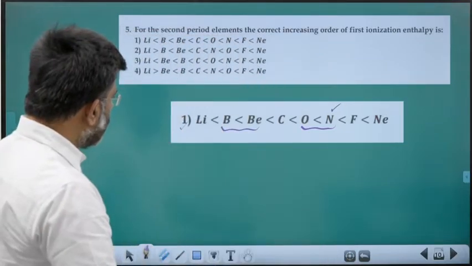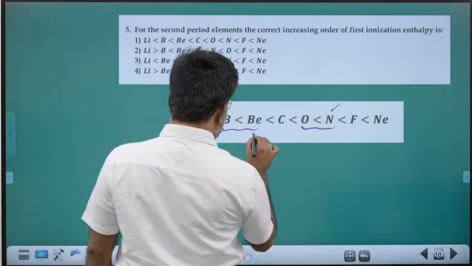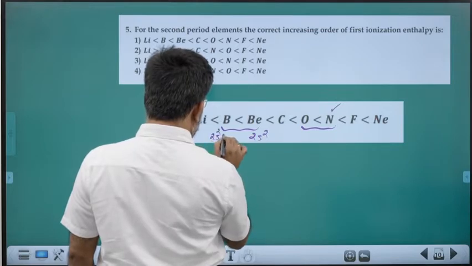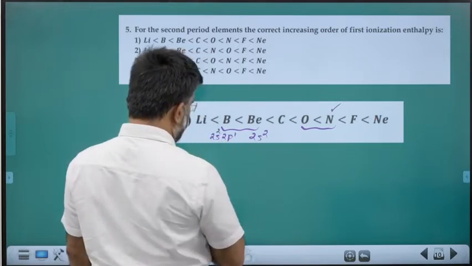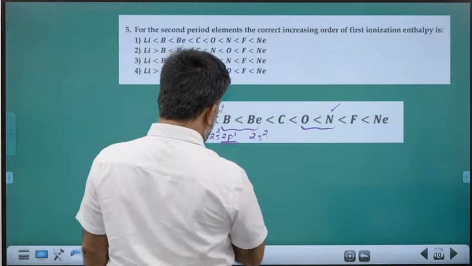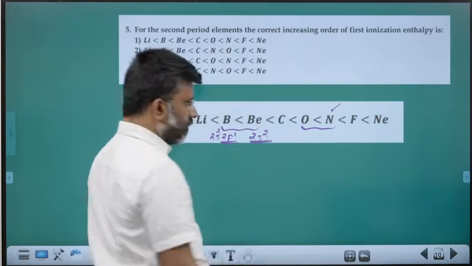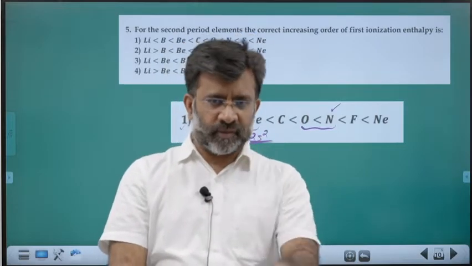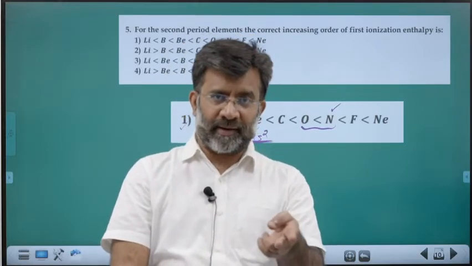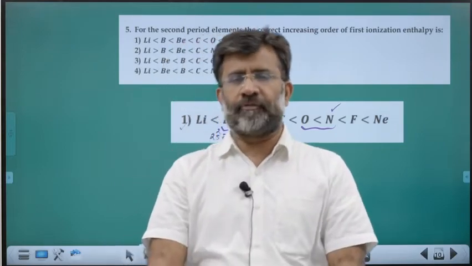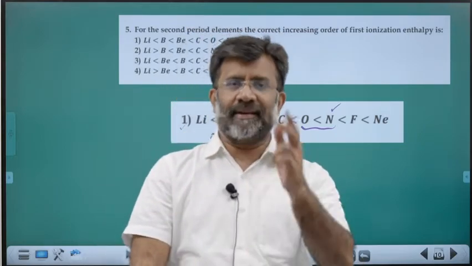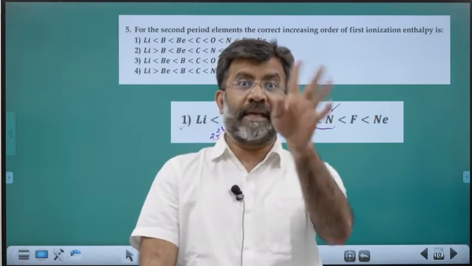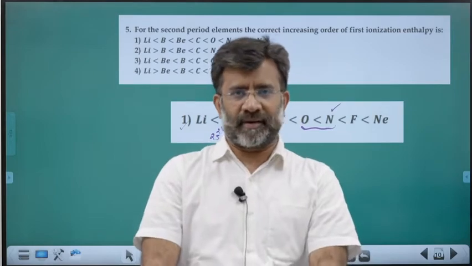While between boron and beryllium, beryllium has a 2s2 configuration and boron has a 2s2 2p1 configuration. So here the electron is removed from the p orbital, and here the electron is removed from the s orbital, which is paired. So removal of an electron from a paired s orbital makes it a bit tougher. That's why beryllium is slightly greater than boron. While nitrogen has p3 configuration. Next one.